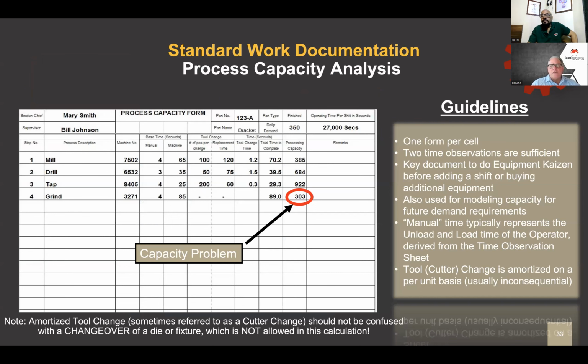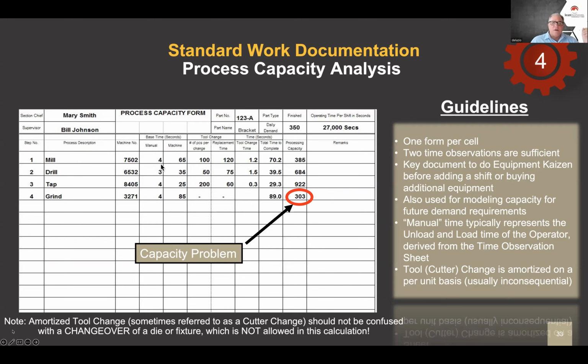Okay, the standard work documentation on the process capacity. So what I'm doing here is, you see I have 4 pieces of equipment: milling, drilling, tapping, and grinding. I've got my manual time, which is the load unload right here. I've got my machine cycle time of the machine. I do amortize my tool changes over here, which I won't really spend a lot of time on. It's self-evident what it is.